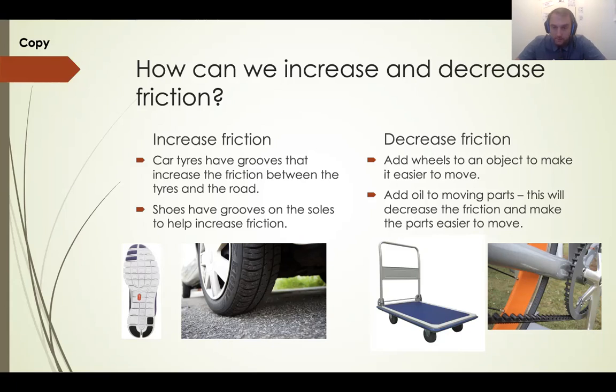Look at that trolley. Would it be easy to move that trolley if it didn't have wheels? No, it would not. Okay, so if we add wheels to an object, it makes it easier to move, which means the friction is less. And then if we add oil to moving parts, this will decrease the friction and make the parts easier to move.